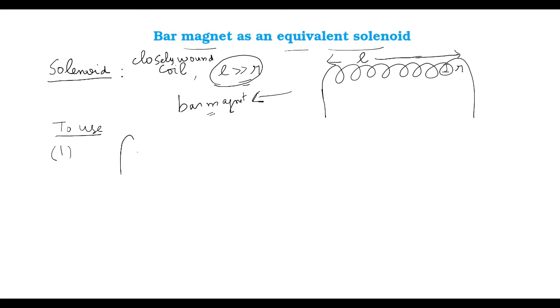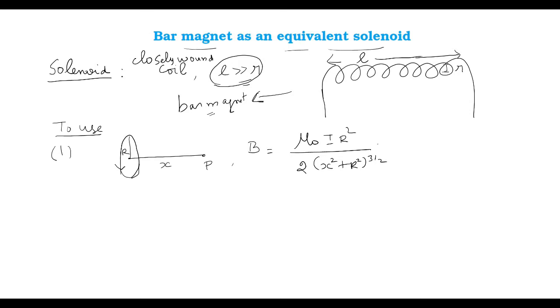Magnetic field due to a current carrying coil. Suppose this is a circular current carrying coil, and P is an axial point. Let's say this distance is x and this radius is r. This is the direction of the current. Then the magnetic field at P is given by the formula mu naught I r squared by 2 into (x squared plus r squared) power 3 by 2. This is a formula which you can derive using the Biot-Savart law.